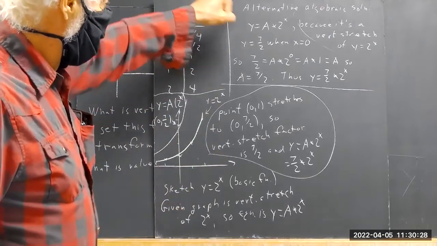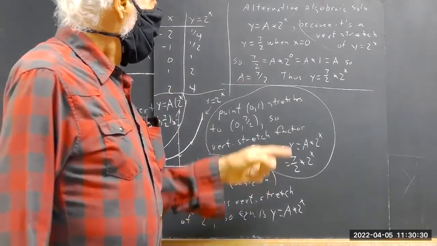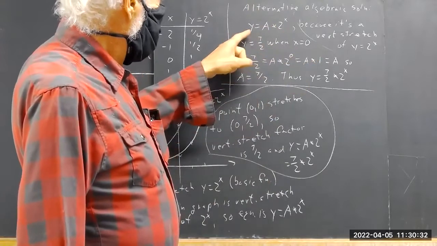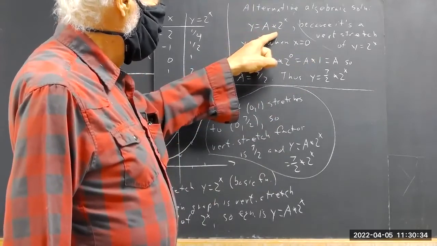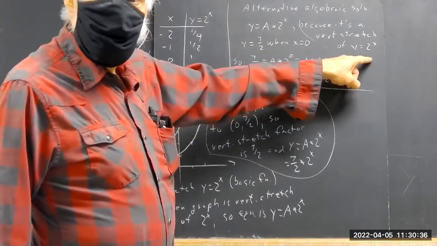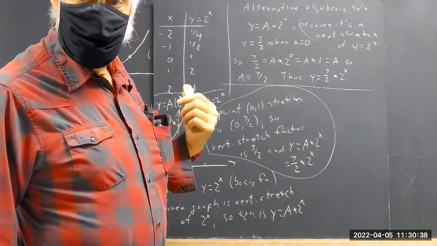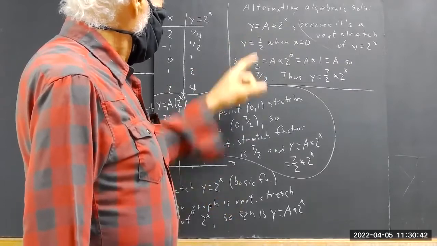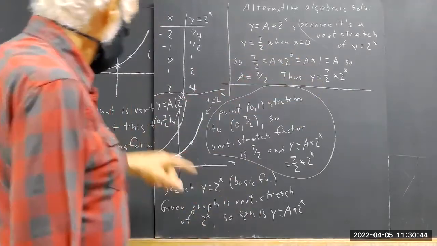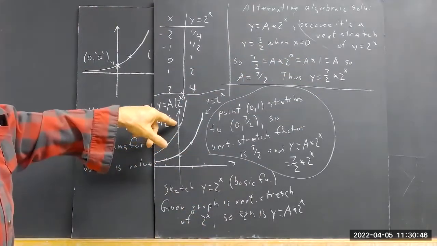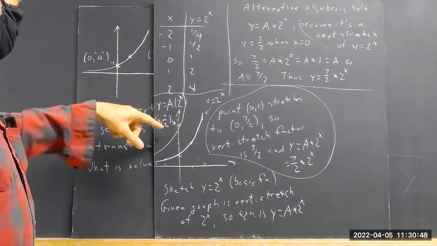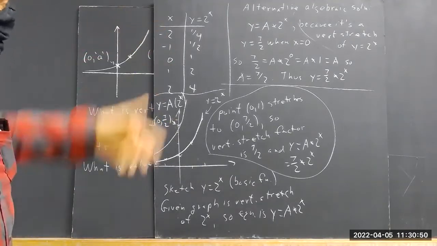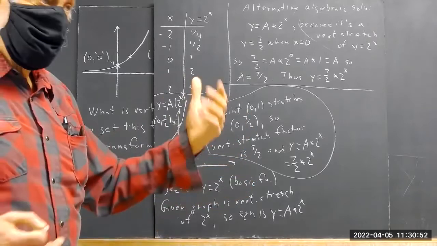The other way to do this, and some people approach it this way, your algebraic solution, well, y equals a times 2 to the x because it's a vertical stretch of y equals 2 to the x. That's given in the problem. So if y equals a times 2 to the x and y equals 7 halves when x equals 0, which it does if that's the value of your a function. And of course, your values might be 6, maybe 5.